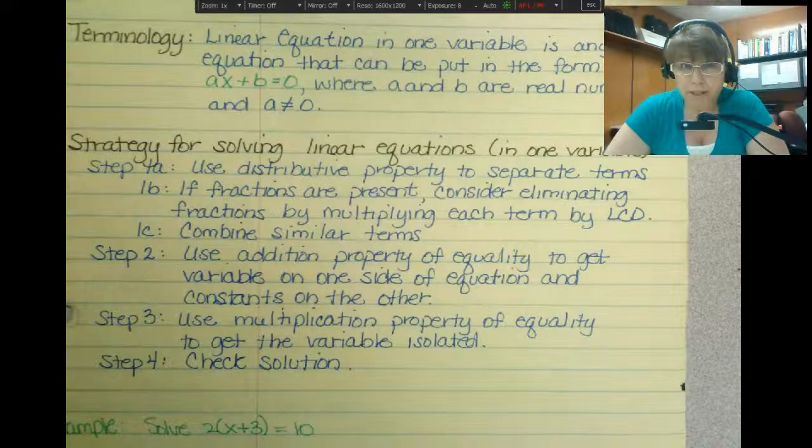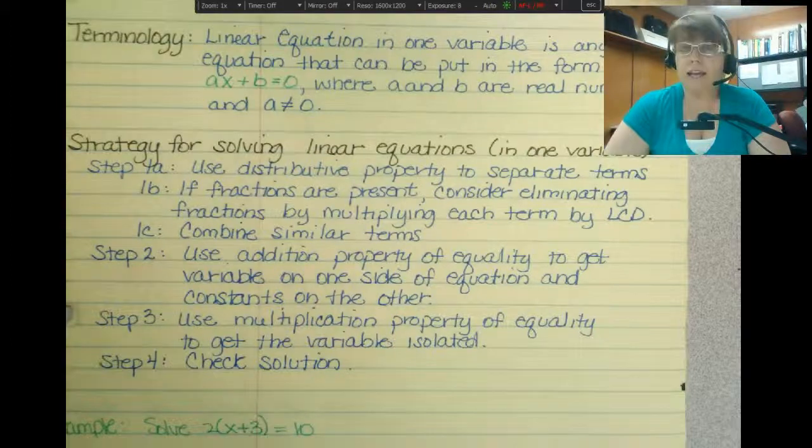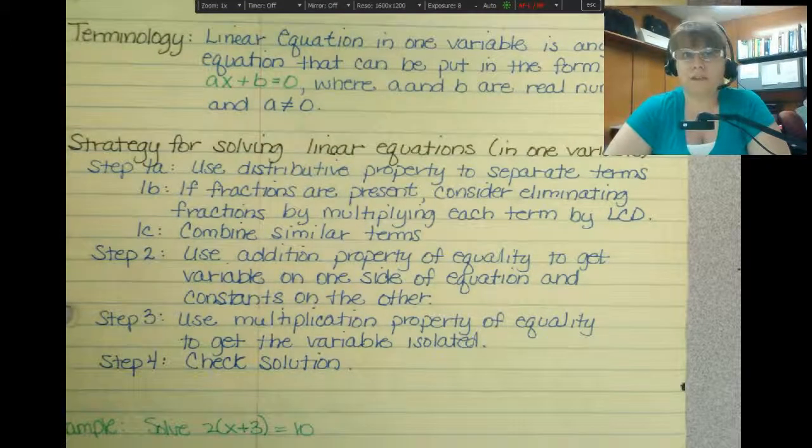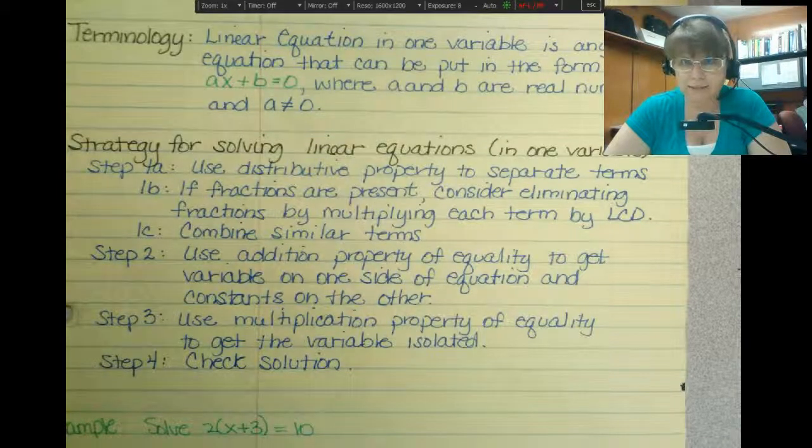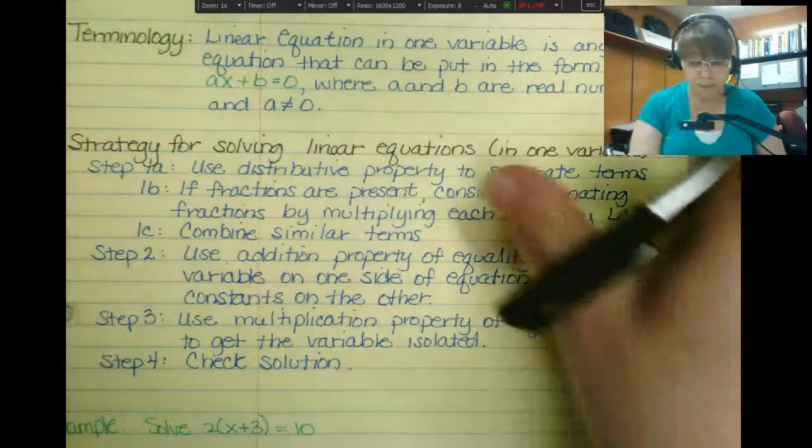Now step 2 is you use the addition property of equality to get the variables on one side of the equation and the constants on the other side of the equation. I like to generally have my variables on the left-hand side and the constants on the right-hand side, but that's up to you what you prefer, as long as the variables are on one side and the constants are on the other side. Step 3 is we use our multiplication property of equality to get the variable isolated. And then step 4 is to verify the solution.